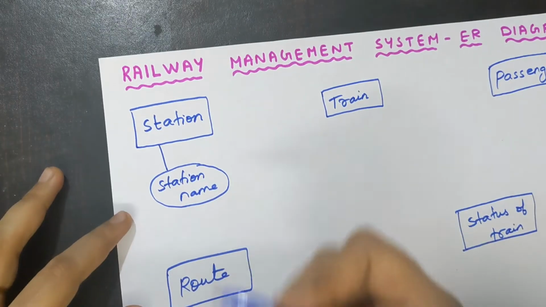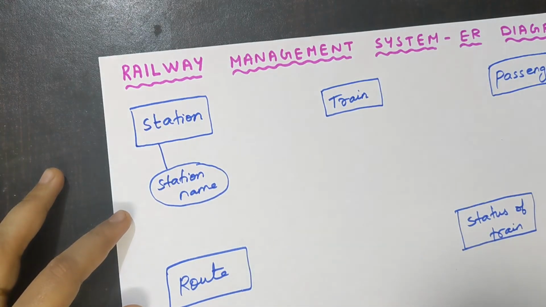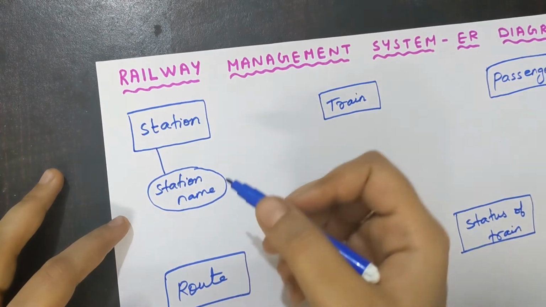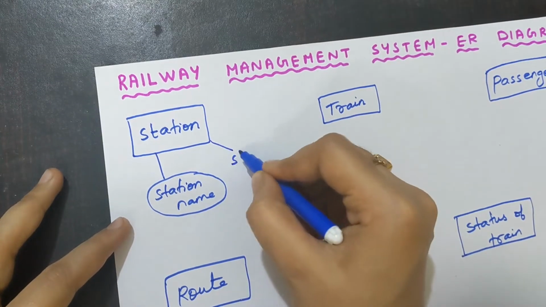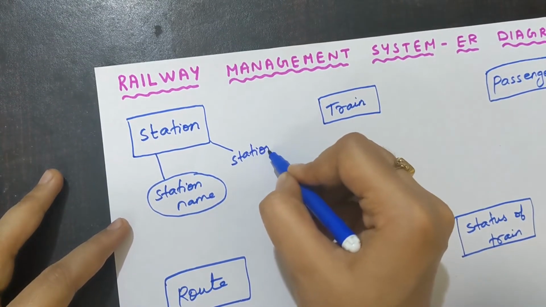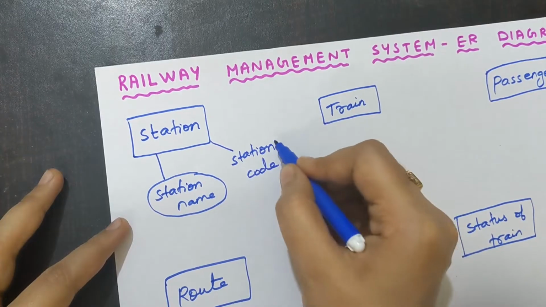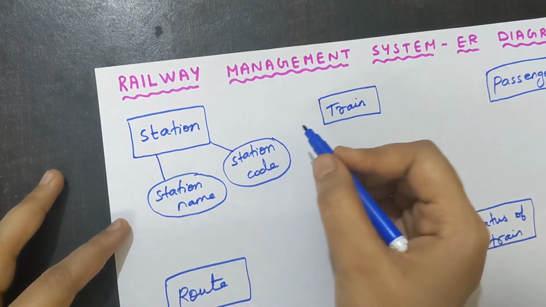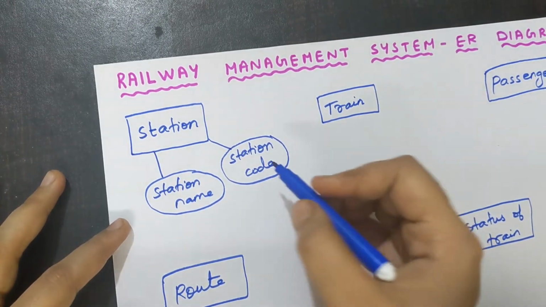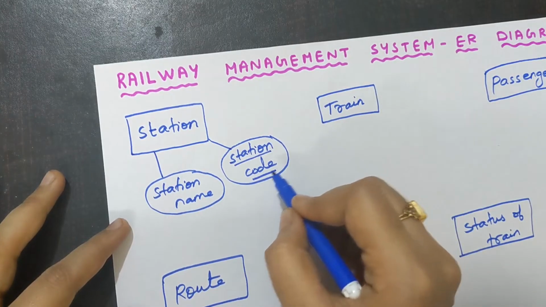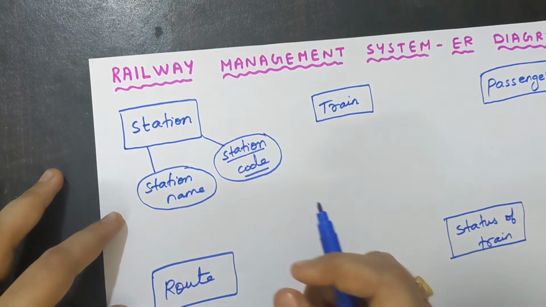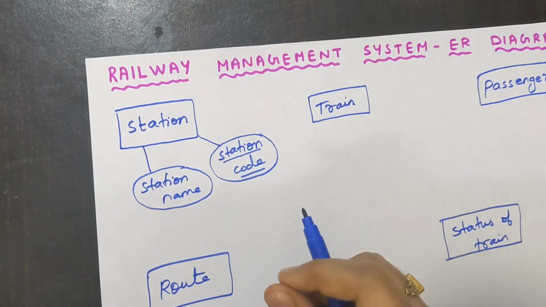The characteristics of a station are only attributes. So station will have one name, so it is an attribute. Next, station will have some code. So station code is an attribute. Station code, I need to underline it because it is a primary key. You should always underline the primary key.